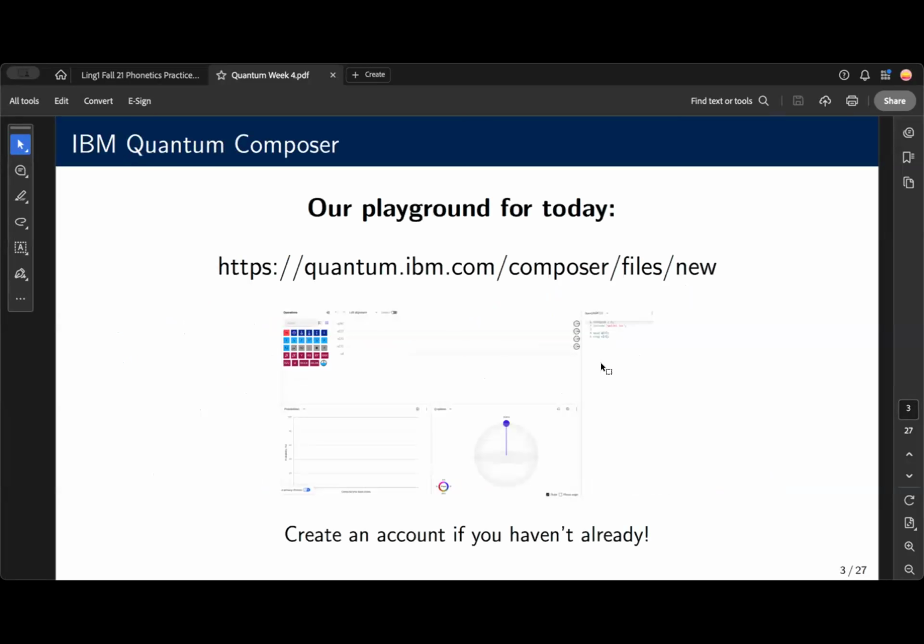All right, so this is the link to the composer. So if you go to quantum.ibm.com/composer/files/new, you'd have to create an account to access the composer. And from there, we can go ahead and build some circuits. So I would recommend doing this first before I continue. And let me know when you're done.